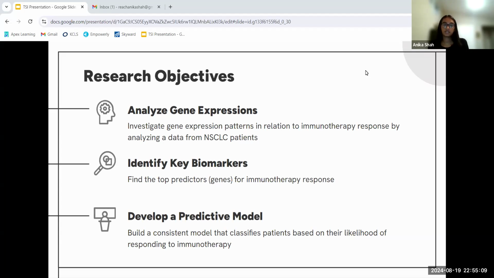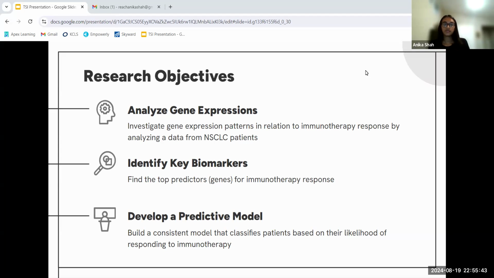The first was to analyze gene expression patterns to uncover how specific genes correlate with responses to immunotherapy. The second objective was to identify key biomarkers by identifying genes with significant associations to treatment response. We aim to find new biomarkers that could potentially improve prediction accuracy. And finally, our third objective was to develop a predictive model that could classify patients based on their likelihood of responding to immunotherapy. So this would assist in more personalized treatment planning for patients.